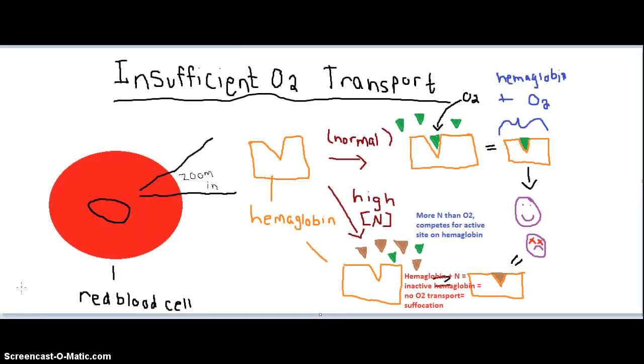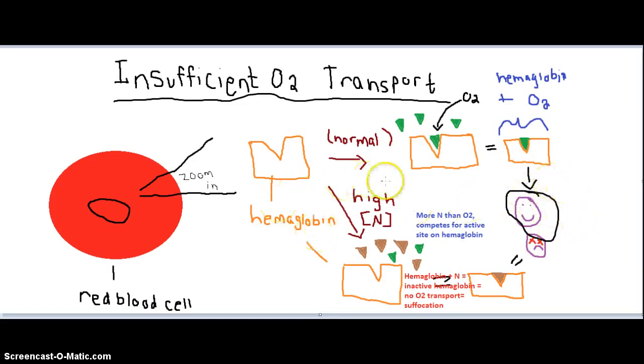Alright, so this is how insufficient oxygen transport happens. We have a red blood cell right here, and if we zoom in, it has lots of hemoglobin within it to help transport oxygen. In a normal scenario where there is lots of oxygen present, oxygen will bind to the active site within this hemoglobin. When this binding happens, a person is able to breathe and they are very happy.